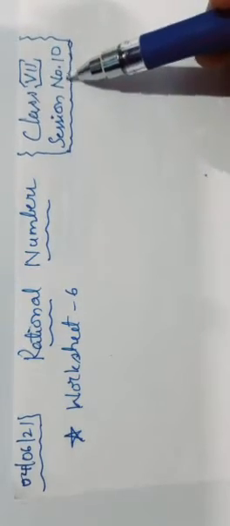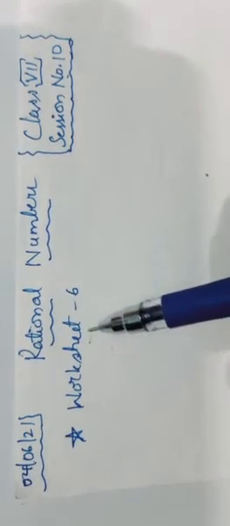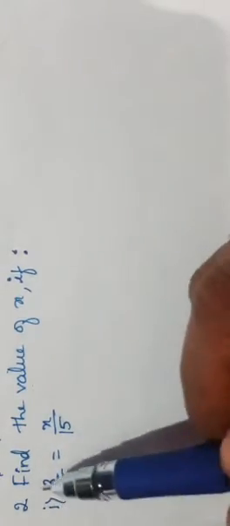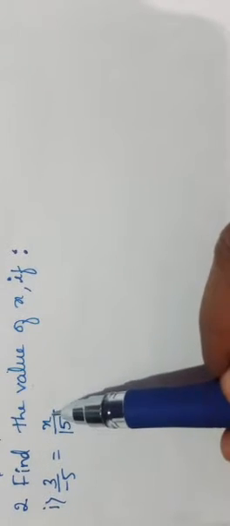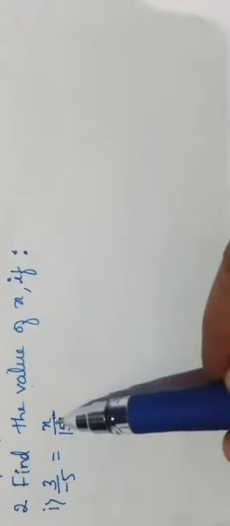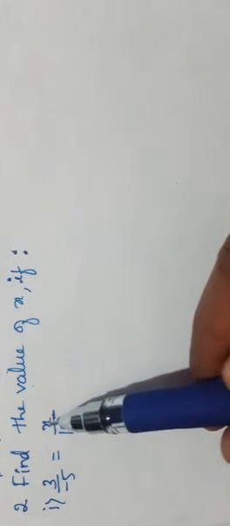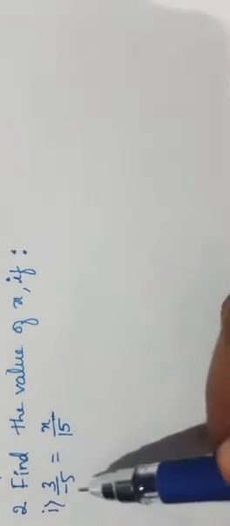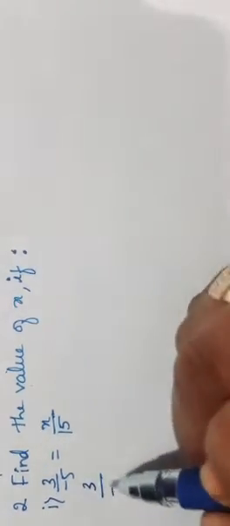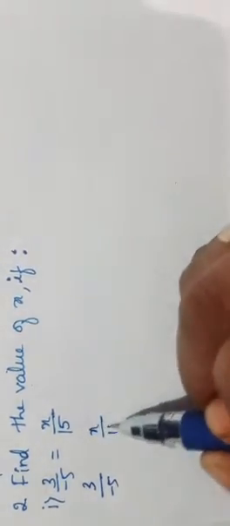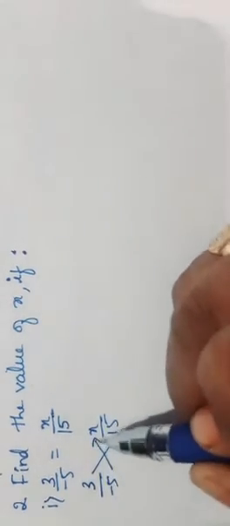Today in this session number 10, we are going to solve the problems from worksheet number 6 under the chapter rational numbers. Children, question is find the value of x if 3 by minus 5 is equal to x by 15. Here in the second case, in the numerator we don't have any number and it is written as x. We have to find the value of x here children by the same method, that is by cross multiplication. Here 3 by minus 5 and x by 15 will be compared.